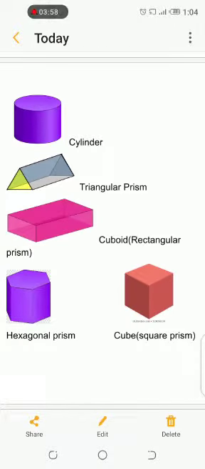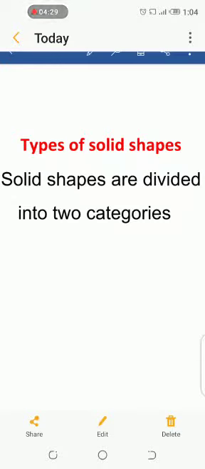Now, these are some of the shapes that we can come across. Cylinder, we can see how it looks like. The triangular prism, some of the common prisms that we have. We have the cuboid, which is the rectangular prism. We have hexagonal prism. We have cube, which is as well called square prism. So now let's quickly take a look at the types of solid shapes before we move further.